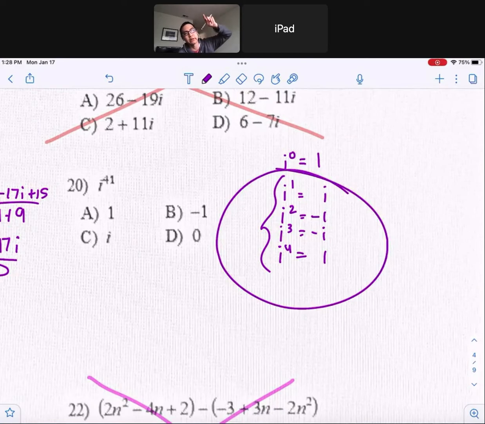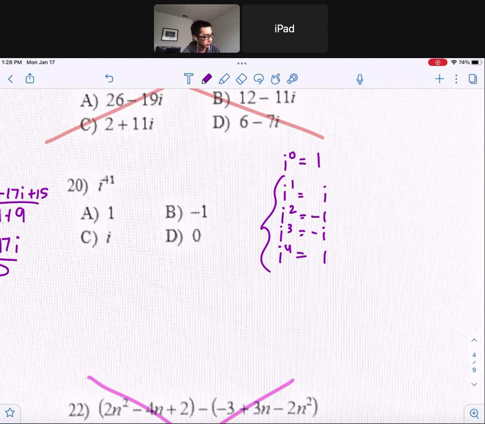Now for 20, if you take a look at this, to remember this, you write i to the first all the way to i to the fourth, and it's i, negatives in the middle, and don't forget i to the 0 is 1. So to simplify these with i to powers of whatever number, just divide the power by 4. Whatever the remainder is, that's going to be our new power of i. So 4 goes into 4 once.